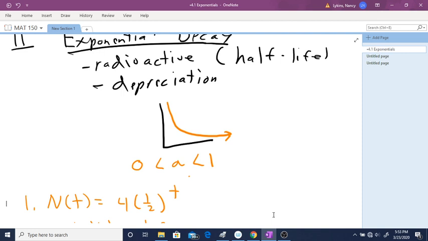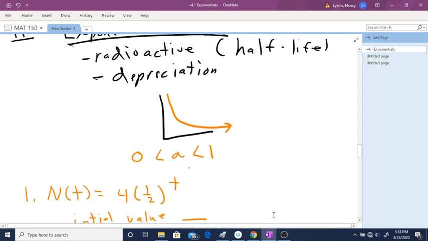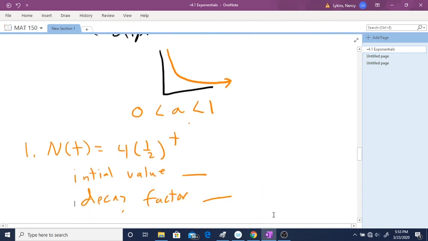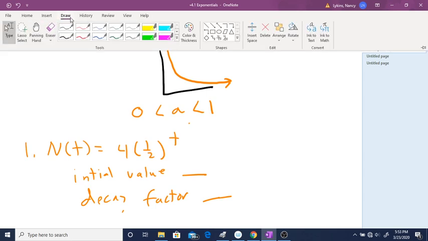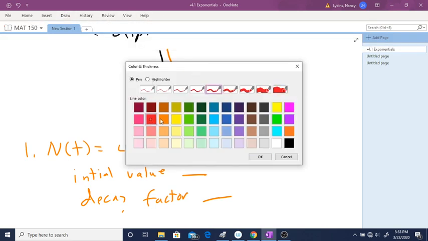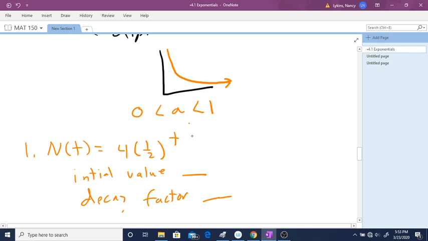Now, I'm going to do a similar example to my exponential growth. This time, n of t equals 4 times 1/2 to the t. Now, if you put this in your calculator, make sure you put everything that's the growth factor or the decay factor in parentheses. Now, what is the initial value? What is the decay factor? Well, let's look at the initial value. It's a number that starts on the outside, which in this case is 4. Now, the decay factor is 1/2.